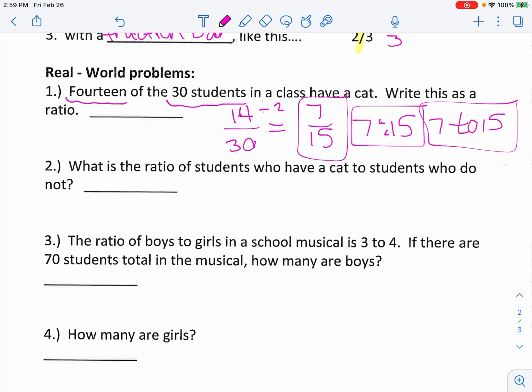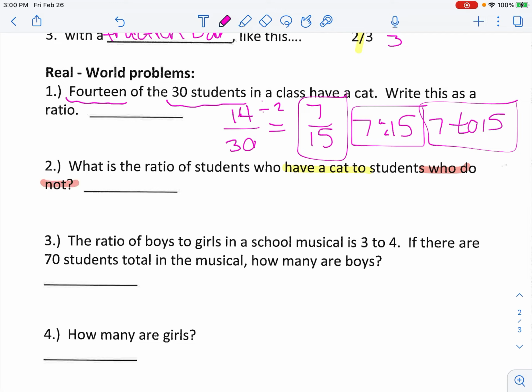What is the ratio of students who have a cat to students who do not? Got to think carefully about this one. What is the ratio of students who have a cat to students who do not?